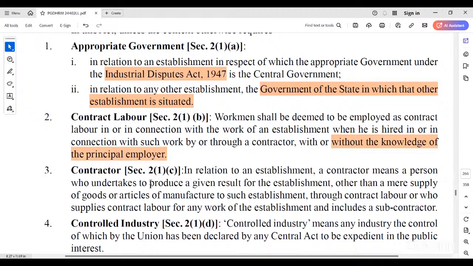Contractor, in relation to an establishment, means a person who undertakes to produce a given result for the establishment. So it is an intermediary between the laborer and the principal employer, other than a mere supply of goods or articles of manufacture to such establishment, through contract labor, or who supplies contract labor for any work.